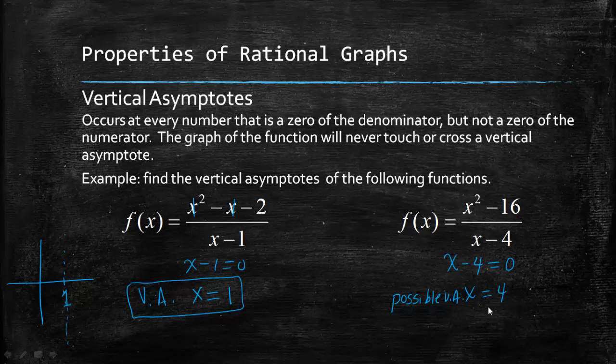So let's check. x equal to 4. If I plug that in, that gives me a 0 in the numerator. So I can't say yet if this is a vertical asymptote. The other possibility is that it could be a hole. Okay, so it's possible that it's a hole in the graph. So let's talk about holes and vertical asymptotes.